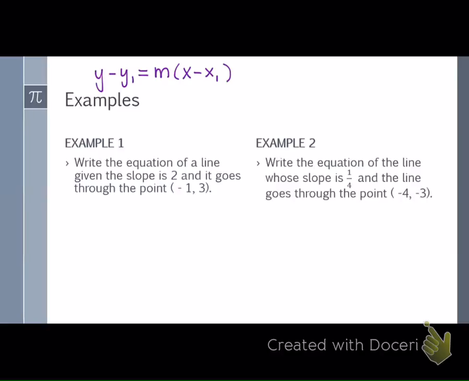So the first example there says, write the equation of a line given the slope is 2, and it goes through the point negative 1, 3. So again, we're using this form, point-slope. How can I plug into that? What is something I know from that paragraph? Carly, give me something I know from that paragraph. M is 2. What's something else I know? Olivia, what's something else I know? So x1 comma y1 equals negative 1 comma 3. Great. So then we just get to substitute those in.